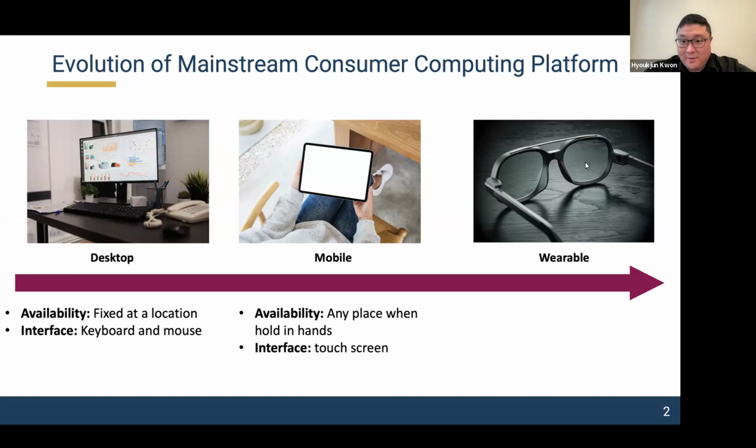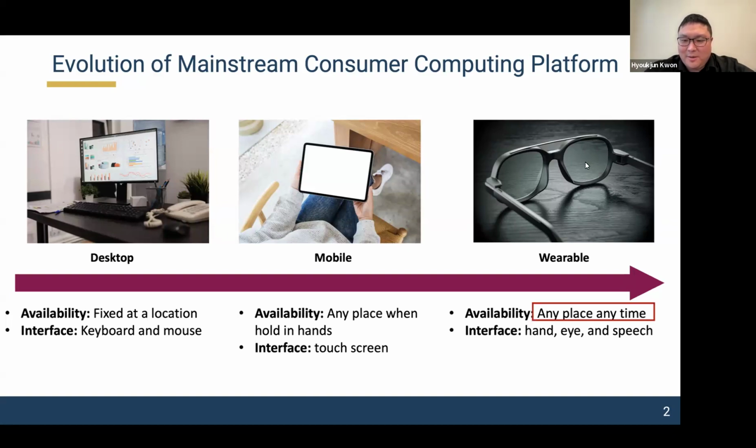And now we are heading to the next generation of computing platform, which is wearable. When we have those kinds of wearable devices such as augmented reality glasses, computing is now available any place, anytime, whenever the user is wearing that device. The interface will also evolve. We will have more natural ways to interact with the computing platform, such as hand gesture, hand location, eye gaze, and speech, just as if you are talking to other people.